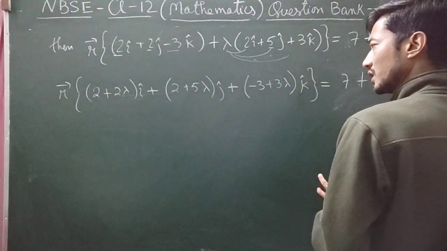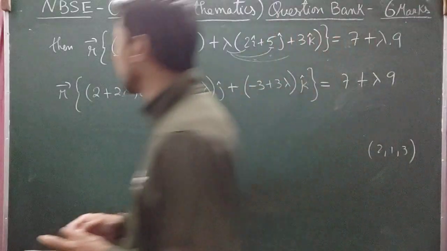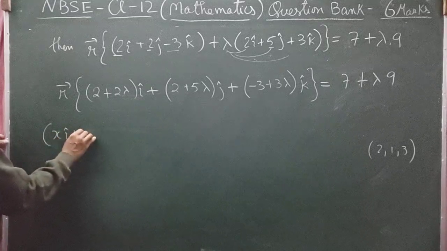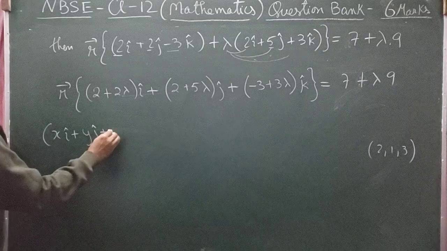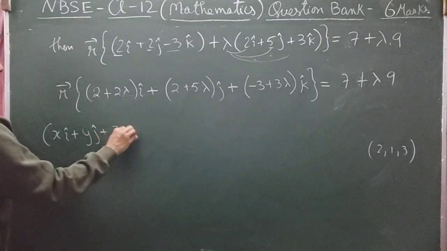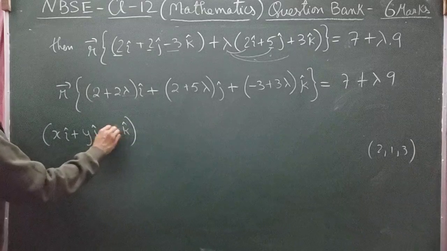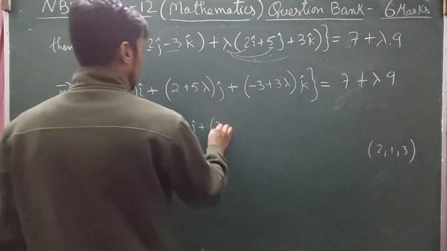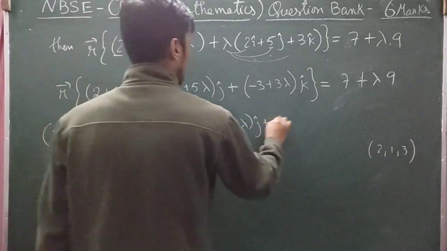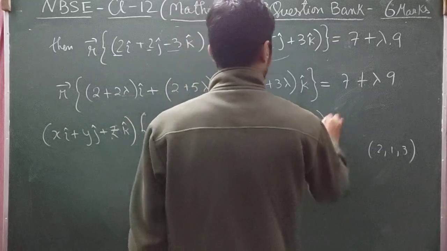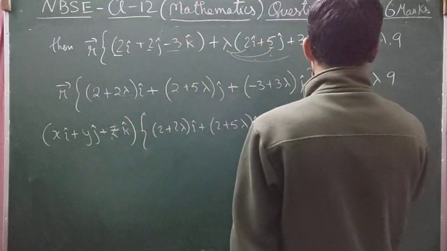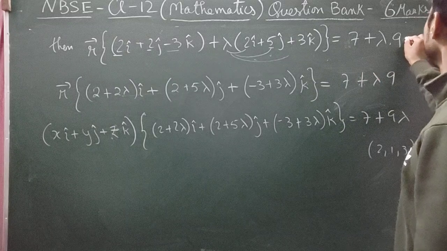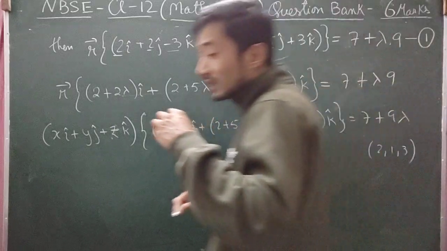Or we can solve it further. We'll solve it further again. So now substituting the value of r, what was the value of r? Vector r is x, y, z. And this one, (2 plus 2 lambda) i, (2 plus 5 lambda) j, (minus 3 plus 3 lambda) k is equal to 7 plus 9 lambda. Let us keep this as equation 1, because we want the vector equation, isn't it?